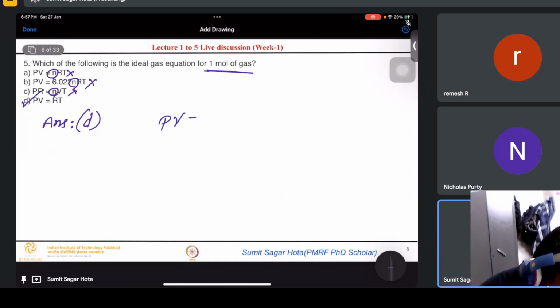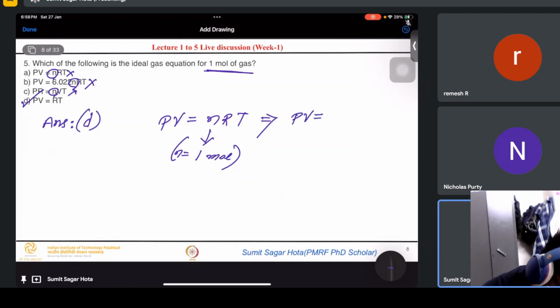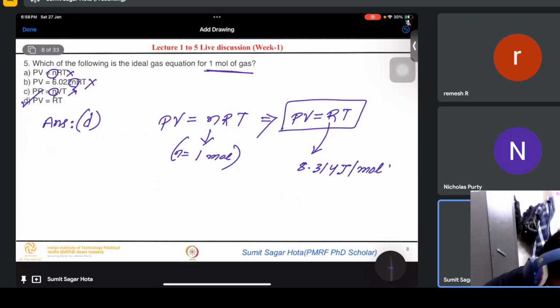The correct formula is PV equals nRT. Here n is equal to 1. What is R? It is your universal gas constant, 8.314 joule per mole Kelvin.